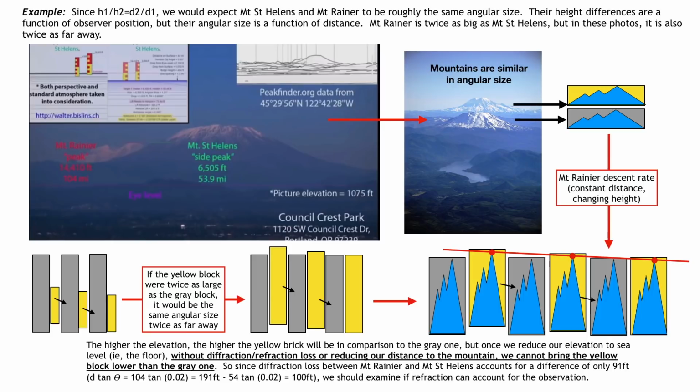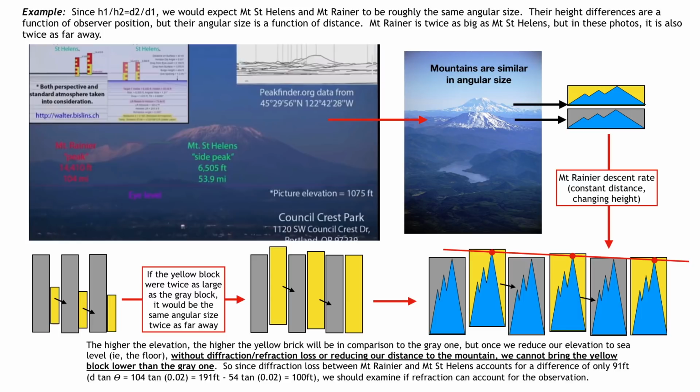And so you can see that their angular size is roughly the same. The two mountains are roughly the same angular size, but Mount Rainier is twice as big and it's also twice as far away. So we extrapolated our gray and yellow blocks out. If the yellow block were twice as large as the gray one, it would be the same angular size and twice as far away.